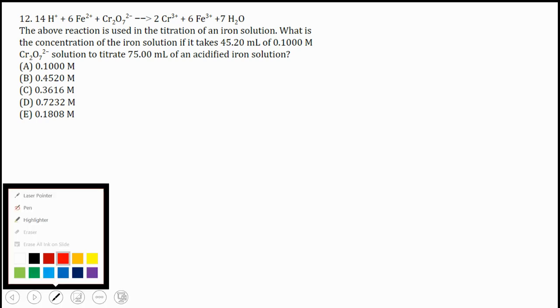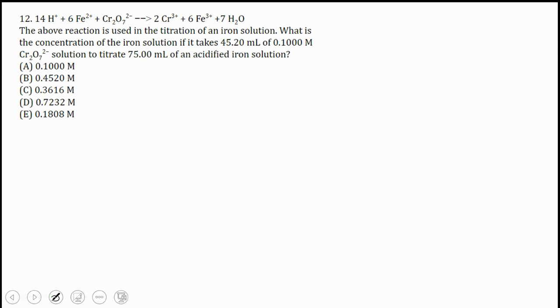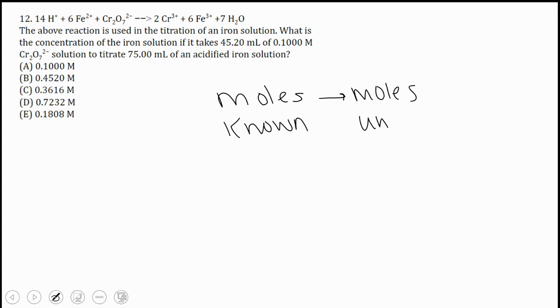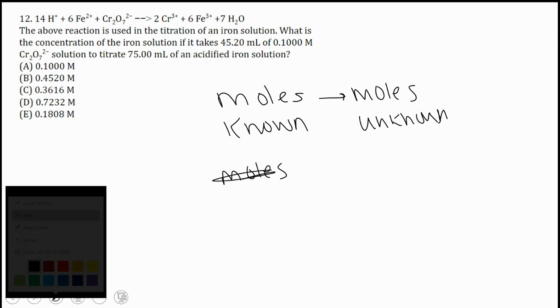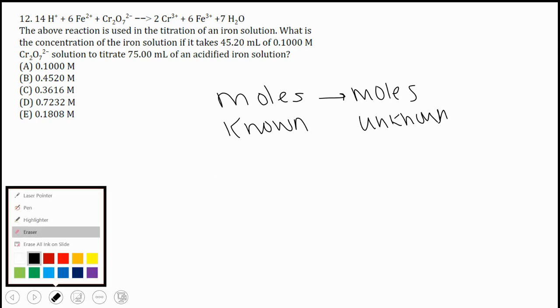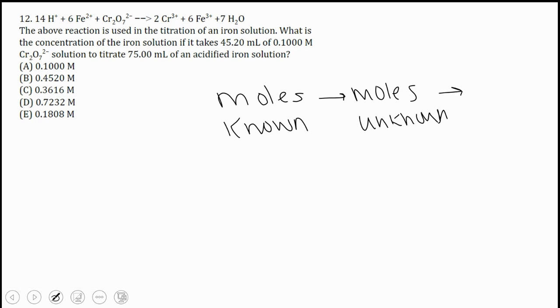So all you're doing here is you're going to go from moles of what you know to moles of unknown, and then from moles of unknown to concentration.